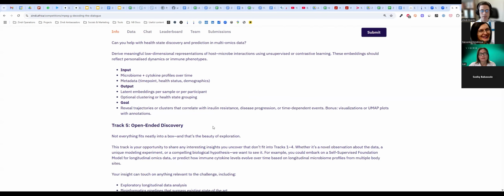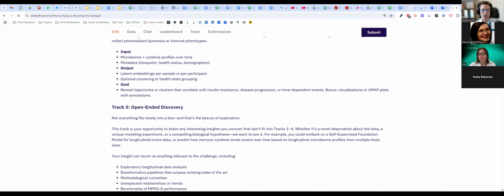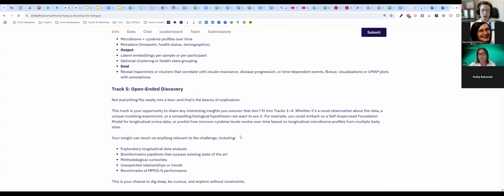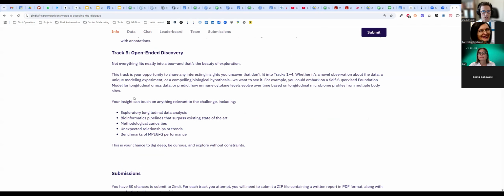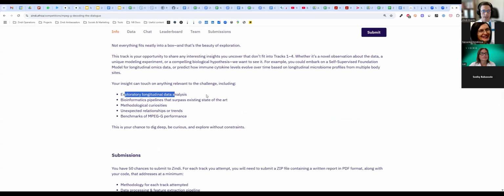And then lastly, we have an open-ended discovery track. This is really something that we want to encourage those of you who are feeling creative. We want to see what insights can be discovered from the data. We don't want to tell you entirely what to work on. Whatever tickles your fancy, if this is your area of study or you just find some interesting patterns in the data, this is entirely up to you. Some suggestions would be exploratory longitudinal data analysis, bioinformatics pipelines, methodological curiosities, unexpected relationships or trends, and benchmarking of MPEG-G performance.